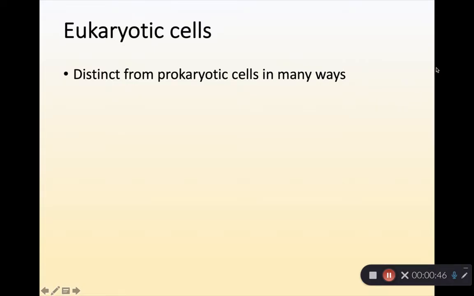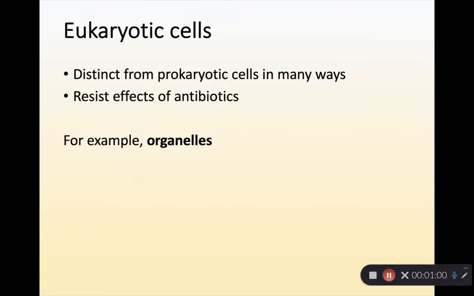So previously, we talked about how eukaryotic cells are different in several main ways, and critically that they resist the effects of antibiotics, which is what we discussed last time when we were looking at those differences in the ribosomes. One of the key ways that they resist is the fact that they have these different organelles, and each of them performs a specific function, and that's what we're going to be going through in this section.